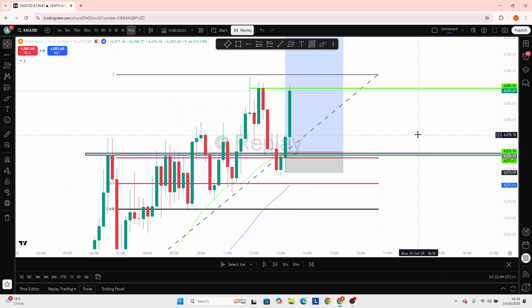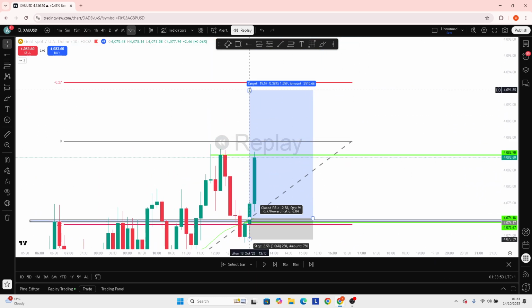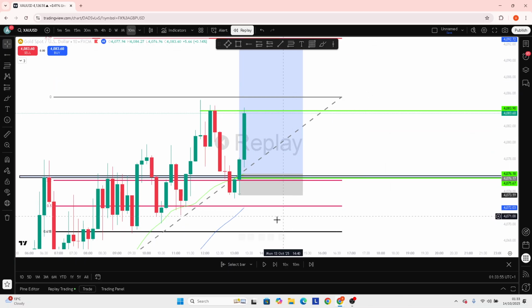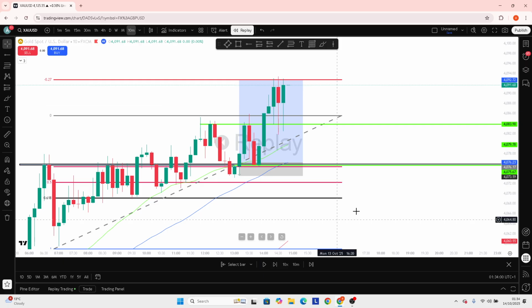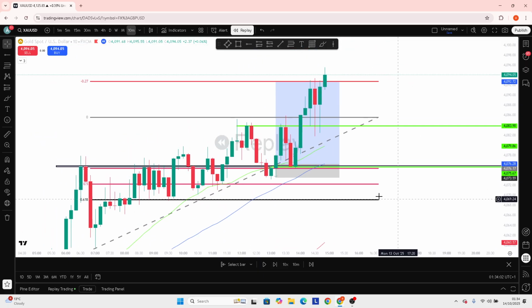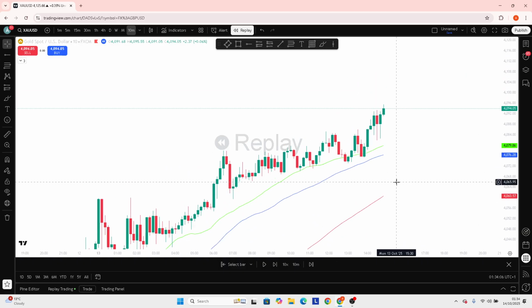Price actually hit my TP1. I took 50% of profit, and after taking 50% of profit, I was targeting TP2 with my stop loss at break even. Boom, I got stopped at break even, and then price hit my TP2. Imagine that. But yeah, those were the trades I took today.